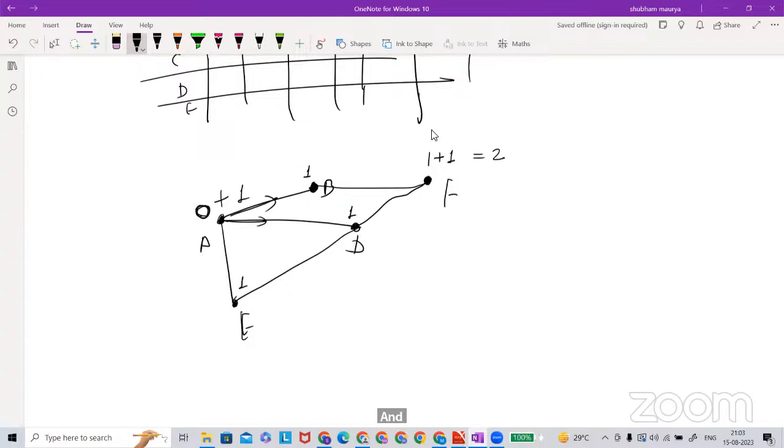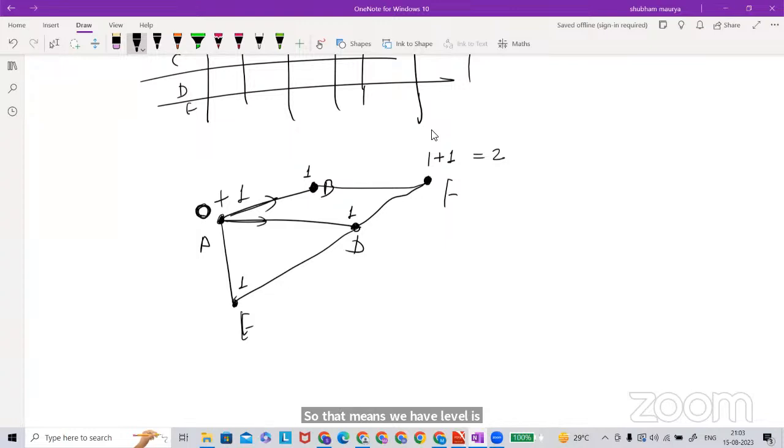See, from A, from 0, from where we started, we assume the label is 0. And from A I can visit E, I can visit D, I can visit B. So from A, whatever I can visit, the label is going to be whatever the previous label was, added with 1. So that means the label of A is 0.